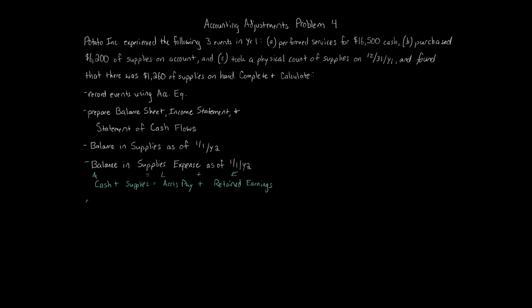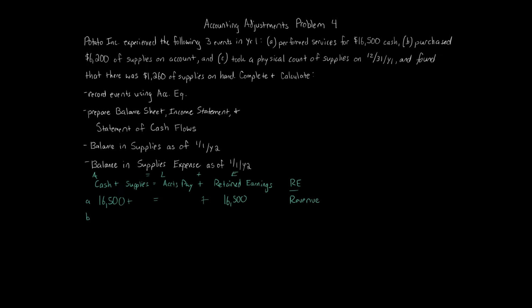Just 3 transactions. Transaction A, perform services for $16,500 cash. Cash goes up, $16,500. Any supplies? No. Any accounts payable? No. What about retained earnings? Yes, we have an increase in retained earnings by $16,500. How? Because it's revenue. Revenue increases retained earnings, so we'll note it's revenue. And the equation balances.